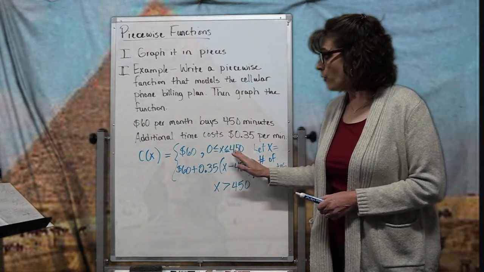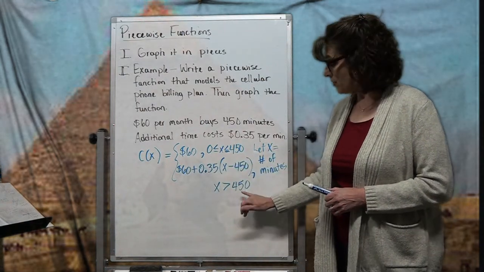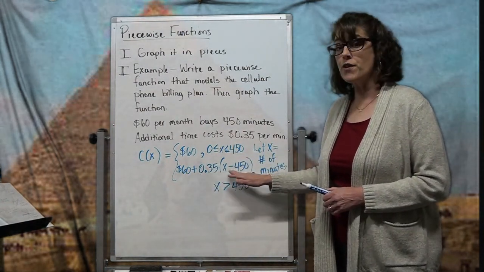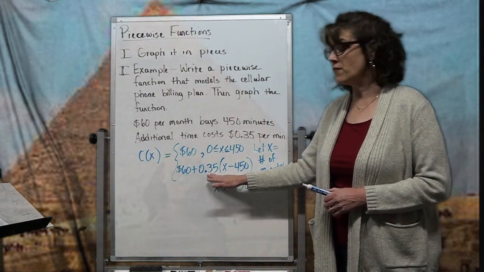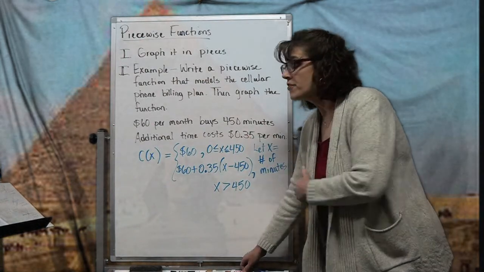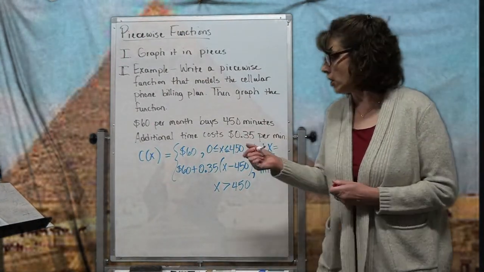So here is my cost function. Anything from 0 to 450, including 450, will be $60 flat rate. Anything beyond 450, I will take this cost function, subtract 450 from those minutes, multiply it by 35 cents, and add 60 to it. So now I'm going to graph this particular cost function so that I can get a visual of what it will look like.